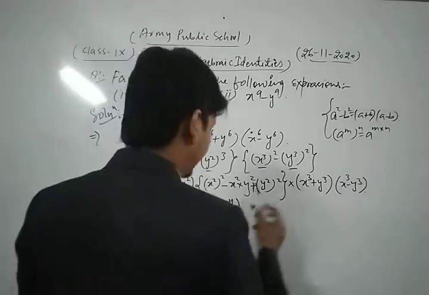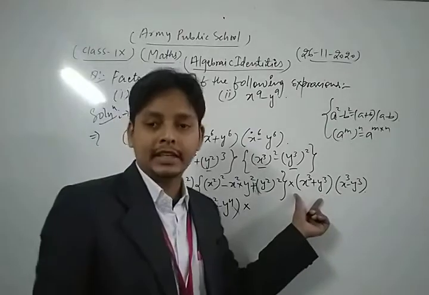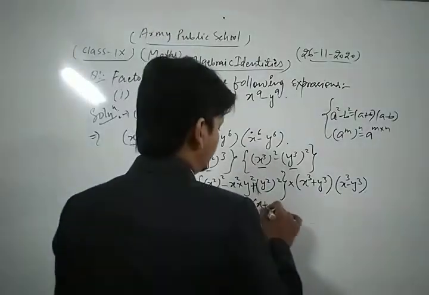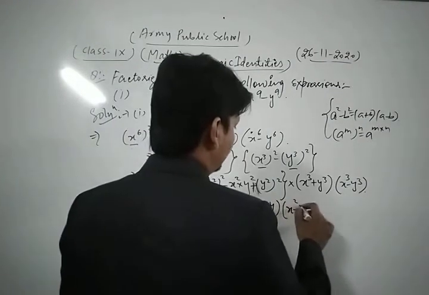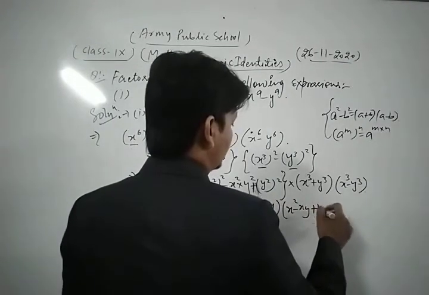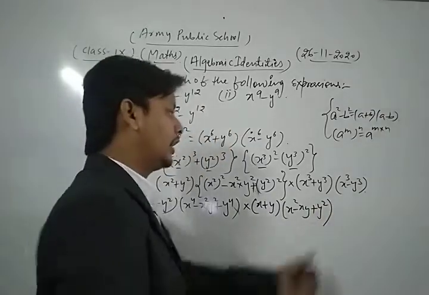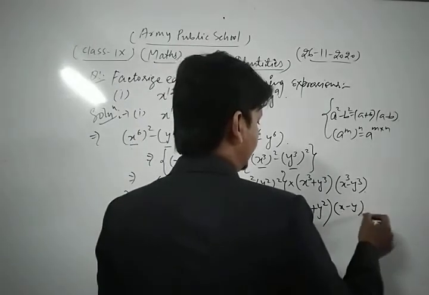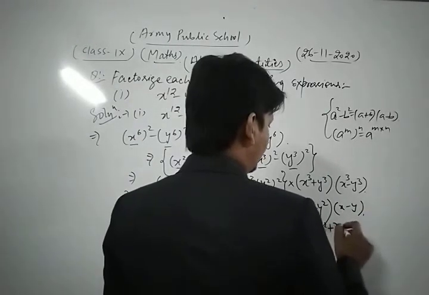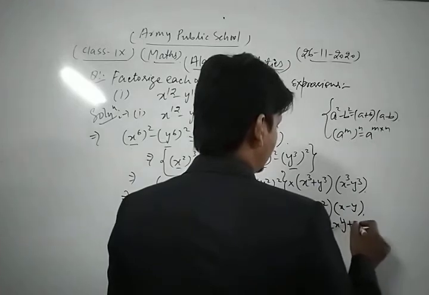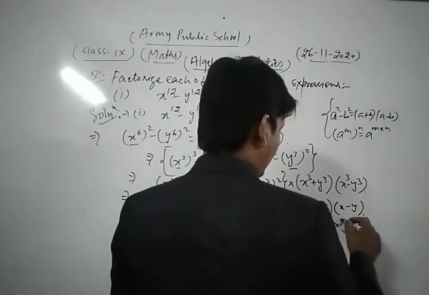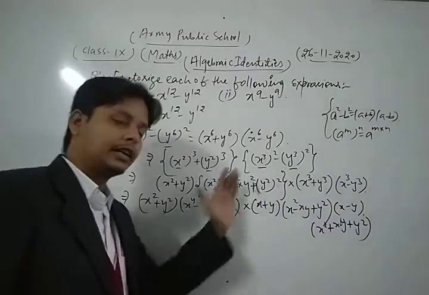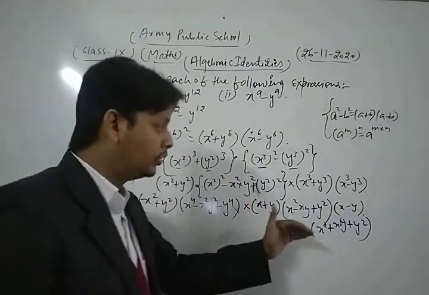Now here we again apply the identity a cube plus b cube. This is we write a plus b in one bracket, in another bracket x square minus xy plus y square. Here again we apply the identity a cube minus b cube. So we have a minus b in one bracket, in another bracket a square plus ab plus b square. Now we split all the terms related to that question.